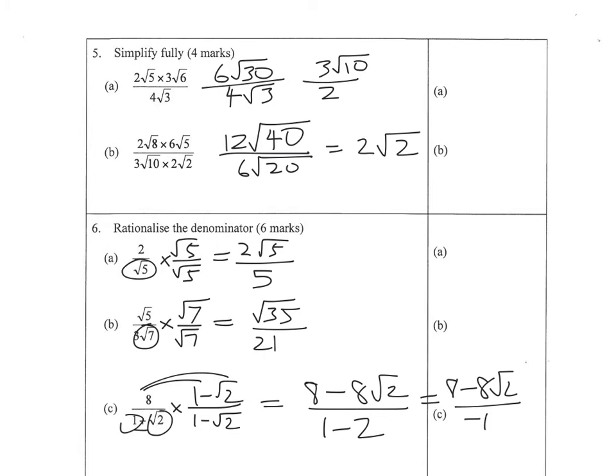Now you can't really have a negative on the bottom, and you don't need the 1 on the bottom, so that can just come up the top, and in brackets, so just have the negative at the front.